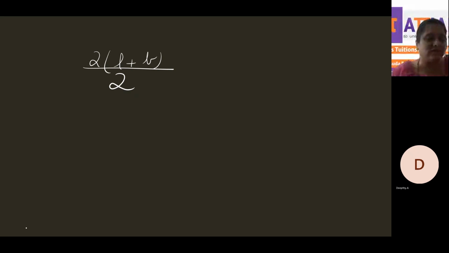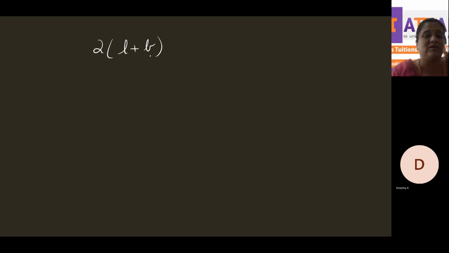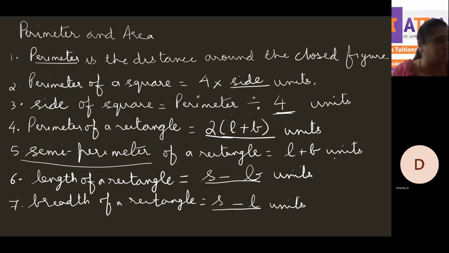Okay, so now I was telling you that perimeter of a rectangle is 2 into (L plus B). This is the formula to find the perimeter of a rectangle. So semi-perimeter will be divided by 2, half of it. So 2 and 2 will get cancelled. So what is semi-perimeter? L plus B units. Semi-perimeter of a rectangle is equal to L plus B units. You can even put a bracket, (L plus B) units, like this.